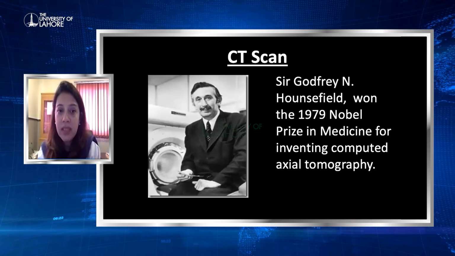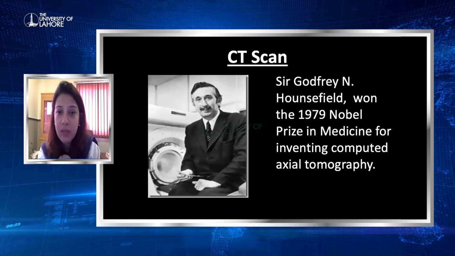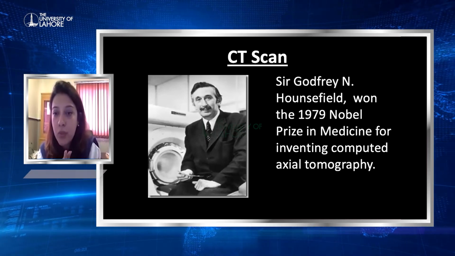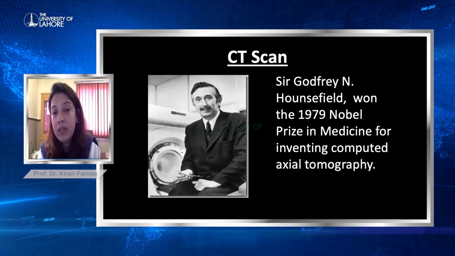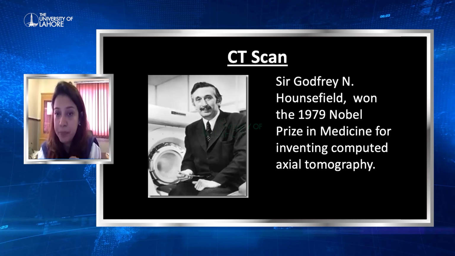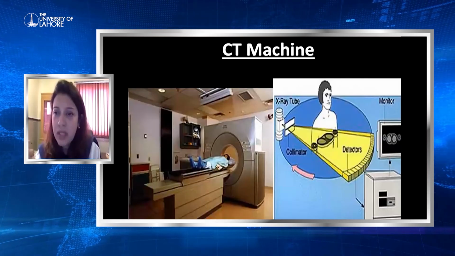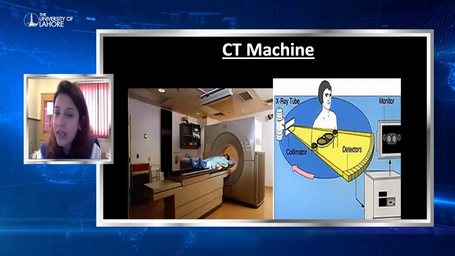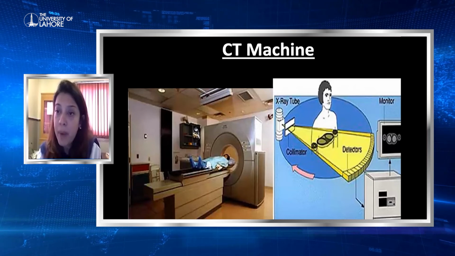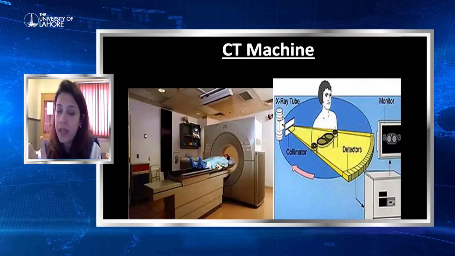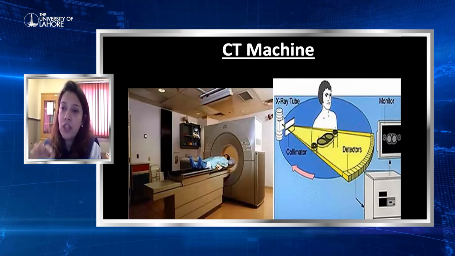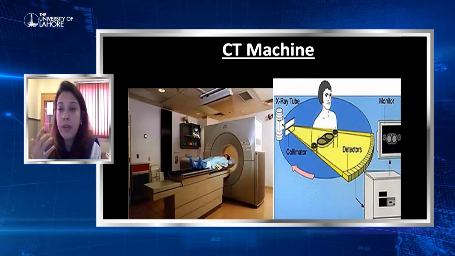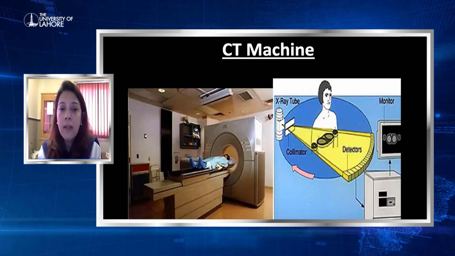Coming to the CT scan, this handsome gentleman is Sir Godfrey Hounsfield, and he won a Nobel Prize in 1979 because he invented the CT scan. So basically, what is a CT scan? A CT scan is just like an X-ray, but the difference is that in the X-ray, there's only one source of radiation. In a CT scan, there are multiple tiny sources of radiation that crisscross the patient, and you get a 3-dimensional image.